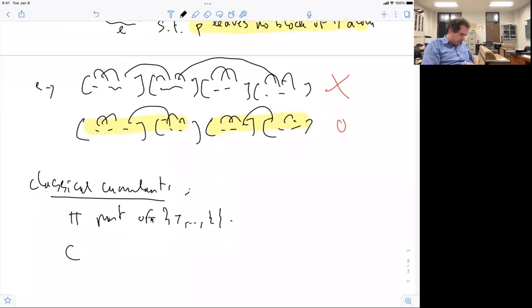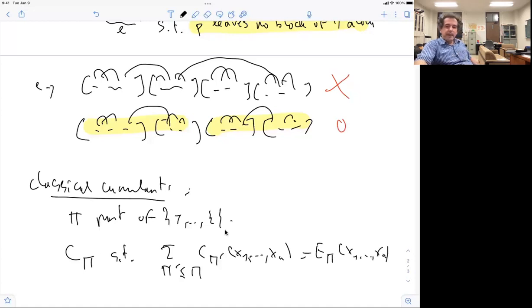And so C pi is defined in such a way that, it's probably classical for most people, but let me just write it down. The sum over pi prime finer than pi of C pi prime equals E pi of x1 to xk, which is a k-linear function in random variables, where E pi is: you take the products along each block of elements there, and you take the expectation, and then you take the product of the expectations along the blocks. Inside the blocks, you take the product of variables, and outside the blocks, you take the product of the expectations taken inside the blocks.